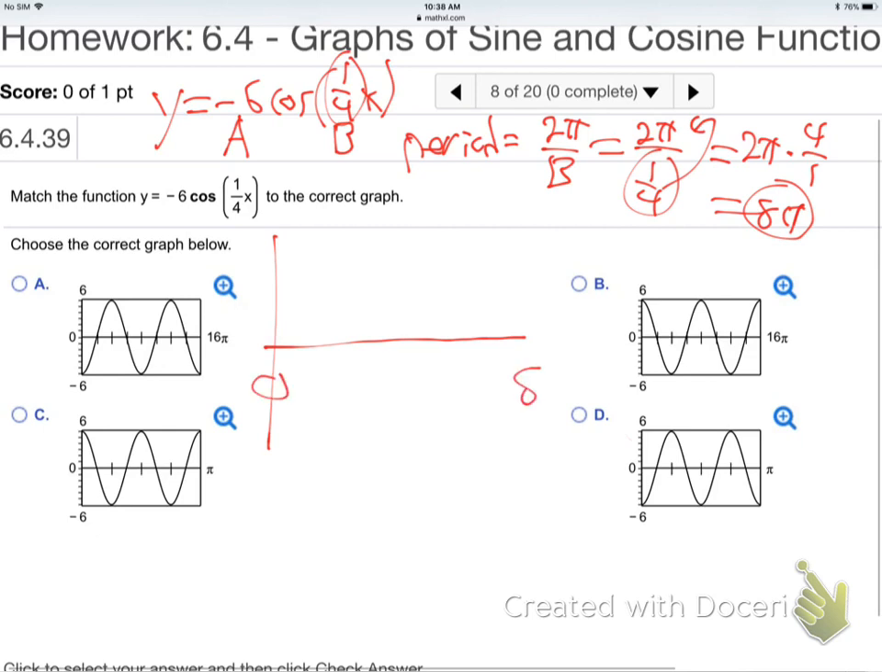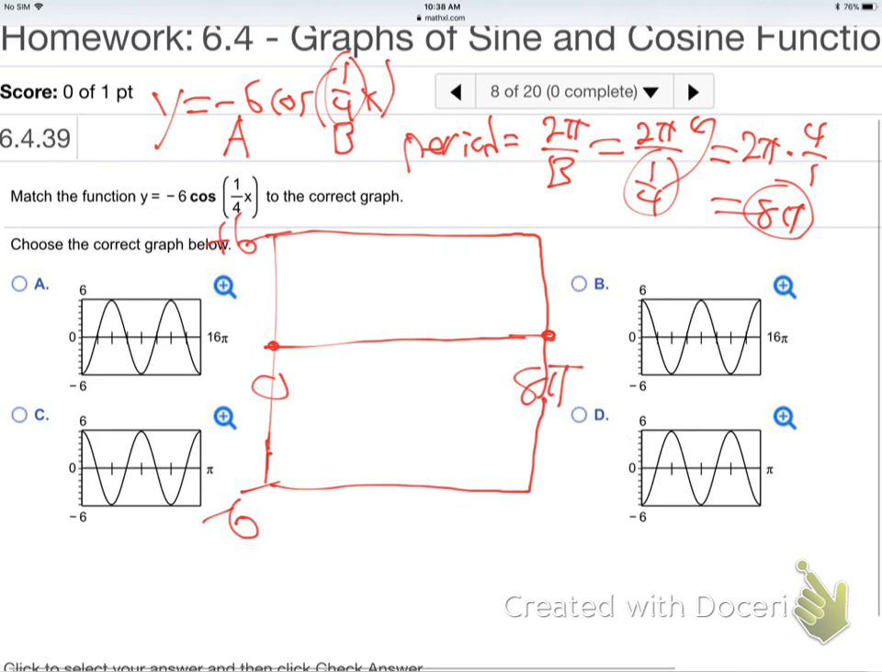So that means between 0 and 8 pi, cosine is going to do his thing. And the vertical is going to go from -6 to +6. We good so far? I've got the box, so to speak. The box is going to be just like this. From 0 to 8 pi, -6 to +6.